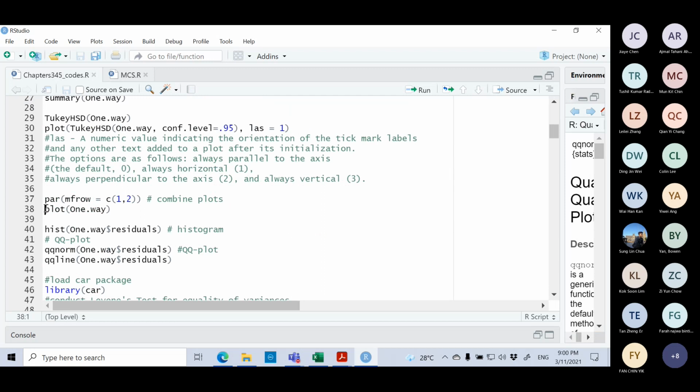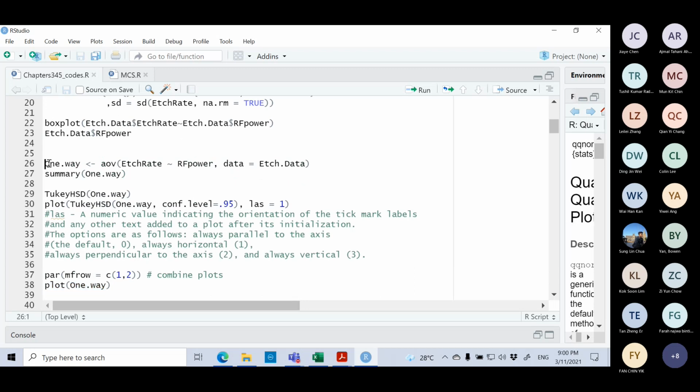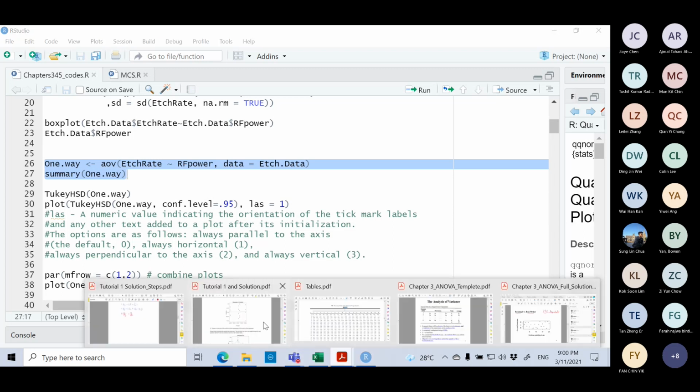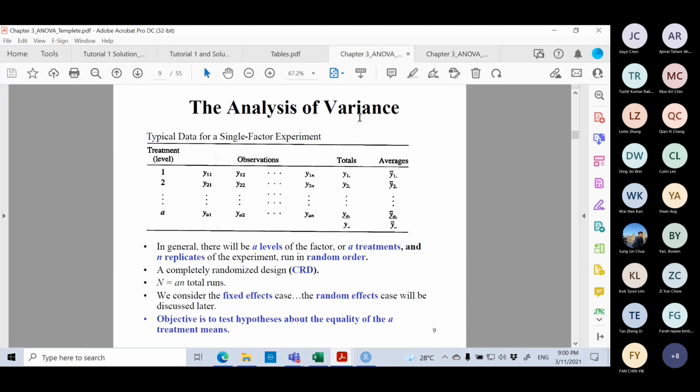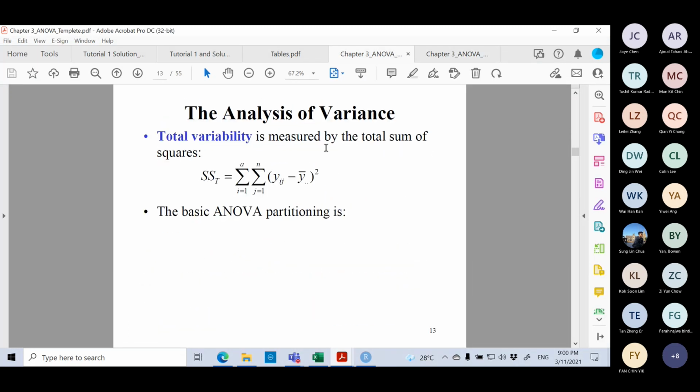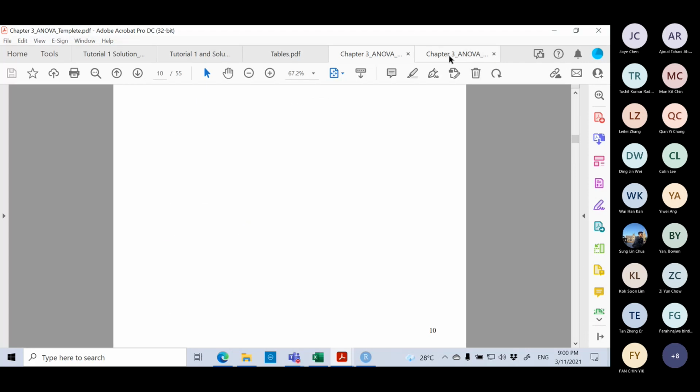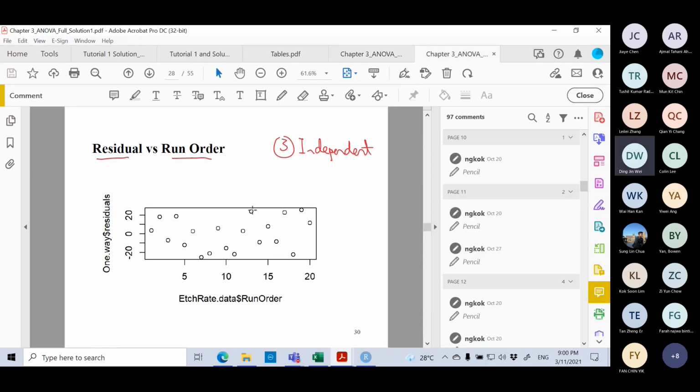No, just a plot. You just plot the one way, then you can already get the result. Because once you run this ANOVA, you already have the ANOVA table, so they can calculate the residue for you. Then once you click the plot, all the results come out here. Now all these plots will come out.